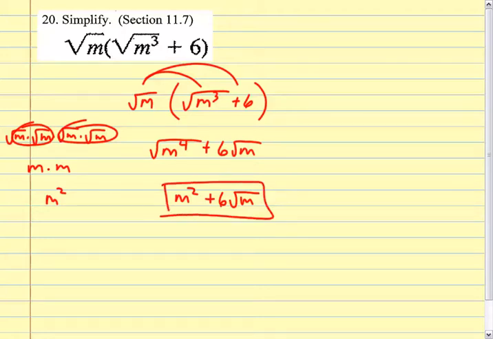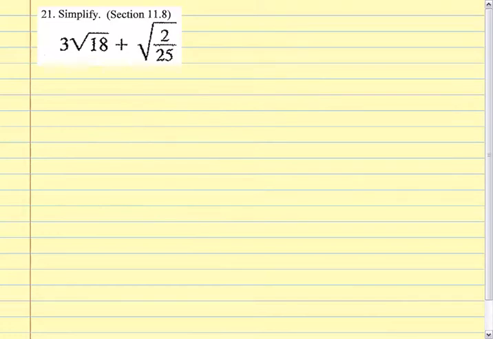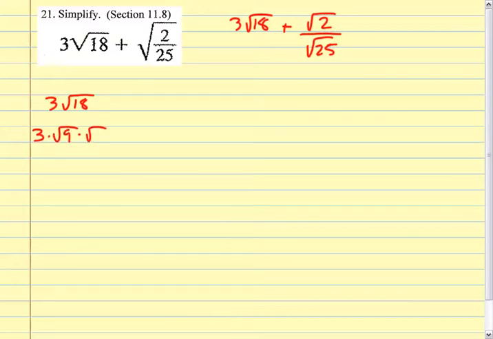All right, let's look at the next one. Simplify this. All right, 3 root 18 plus, I'm just going to go ahead and write it as root 2 over root 25. Okay? Now, 3 root 18, I'm going to simplify that into 3 times the root of 9 times the root of 2.